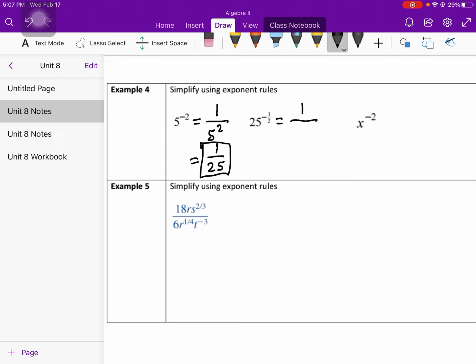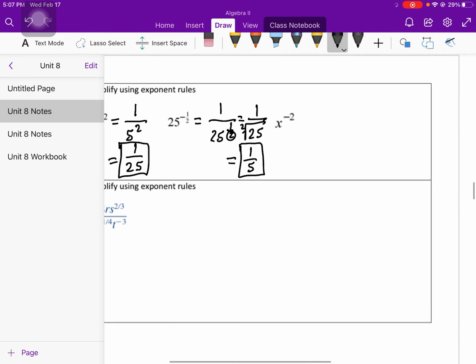This next one, we would get 1 over 25 to the 1/2. We changed the sign. But this is going to simplify further, because if you rewrite the 1/2, you get 1 over the square root of 25. We rewrite it because this would be our index. And then the square root of 25 is 5, so we get 1 over 5. Much nicer answer. This one, we would just get 1 over x squared.